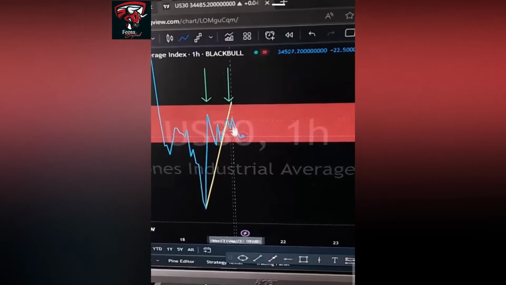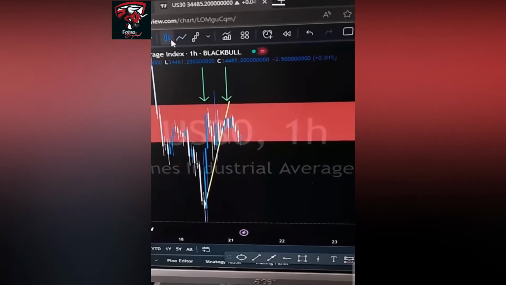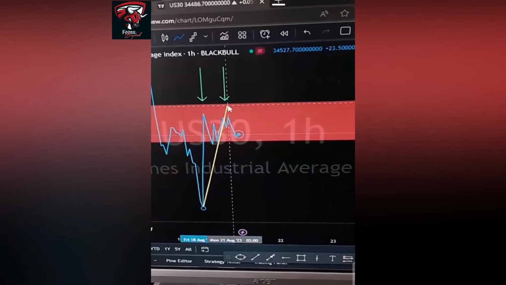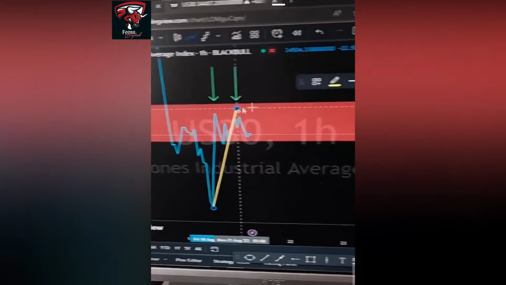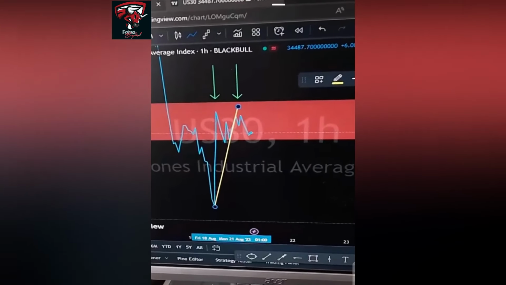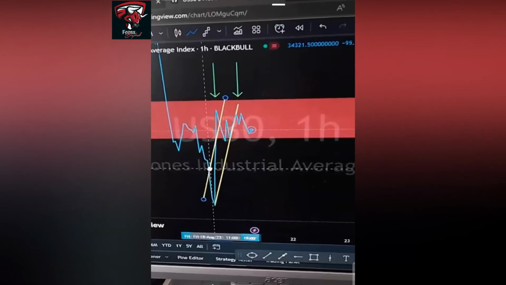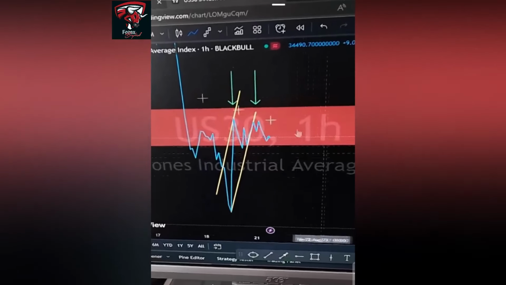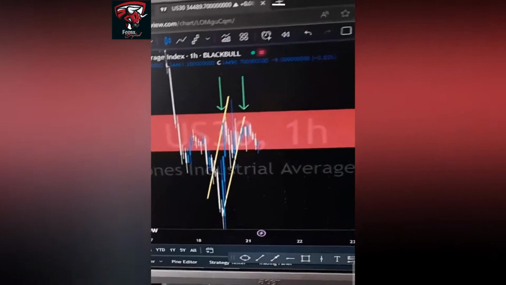We have a break, we have a pullback. Let's confirm that on a candlestick. 100%. Okay, cool. Guys, I'm still using a line chart. I have something similar to that, right? Let's go to candlesticks right now.